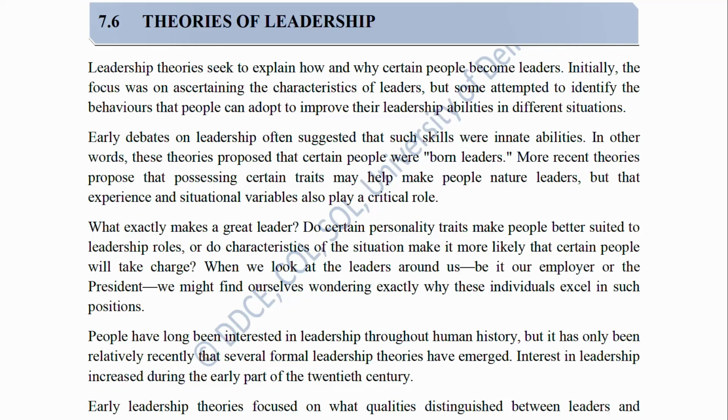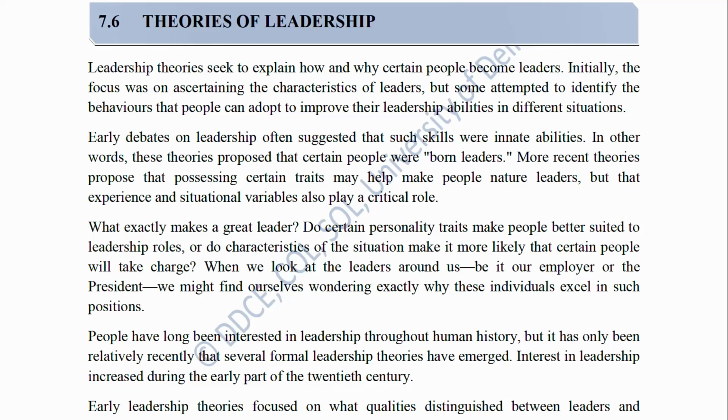Early debates on leadership often suggested that such skills were innate abilities. In other words, these theories proposed that certain people were born leaders. Most recent theories propose that possessing certain traits may help make people natural leaders, but that experience and situational variables also play a critical role. What exactly makes a great leader?